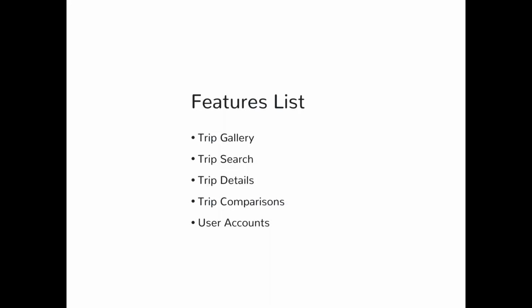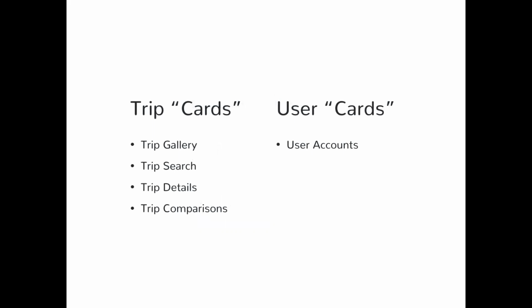And ideally, we'd actually get an index card or post-it note and individually write out each of these features on all those cards. And we'd give those cards to a bunch of users and have them organize them into groups. For this example, I had my wife do it for us, and this is what she came up with. So on the left here, we've got our trip cards, and we've got trip gallery, search, details, and comparisons. And then we have user cards, which are just the accounts. And that makes pretty good sense, right?